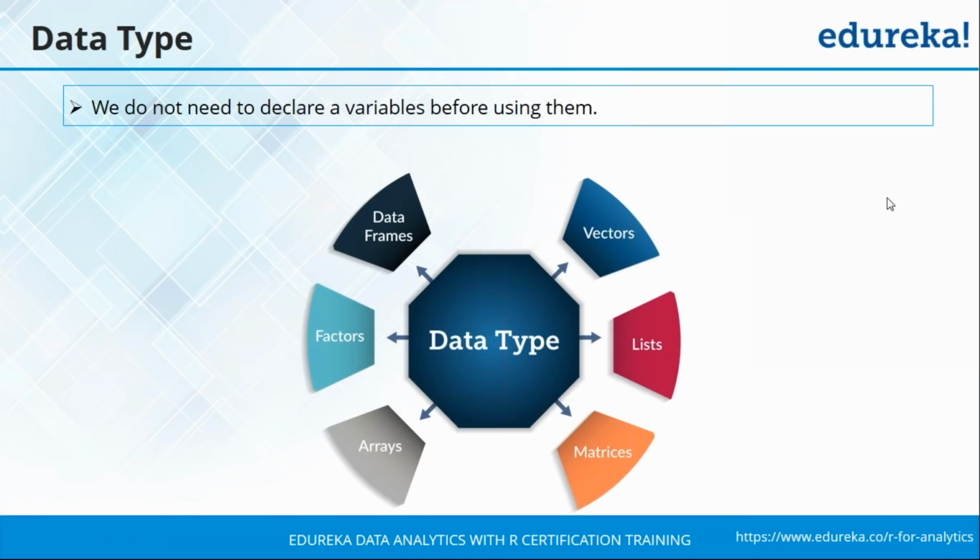So let's move forward to talk about the various data types that are present in R. Now, there are mainly 6 data types present in R. You have vectors, lists, matrices, arrays, factors, and data frames. Now, vector in itself has 6 atomic data types, but we're not going into that right now.